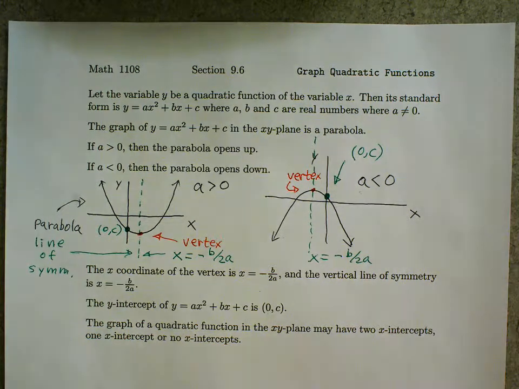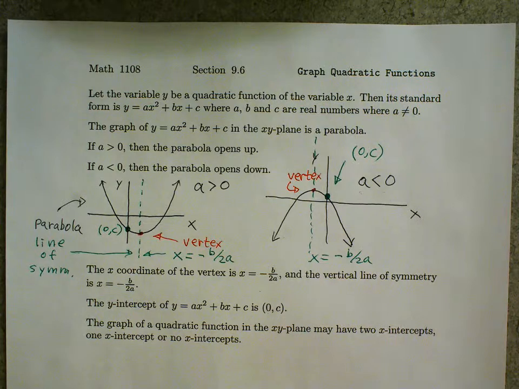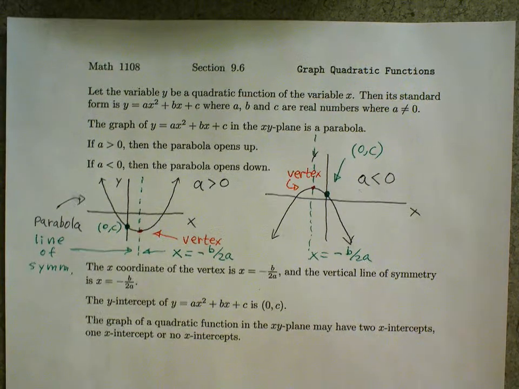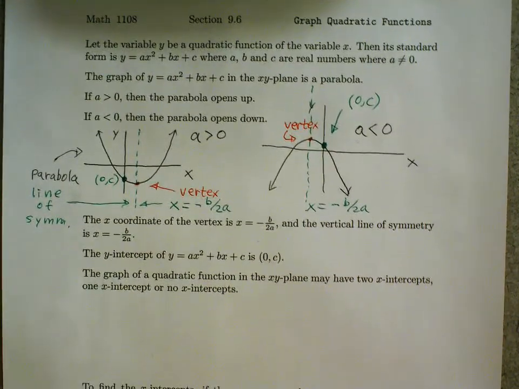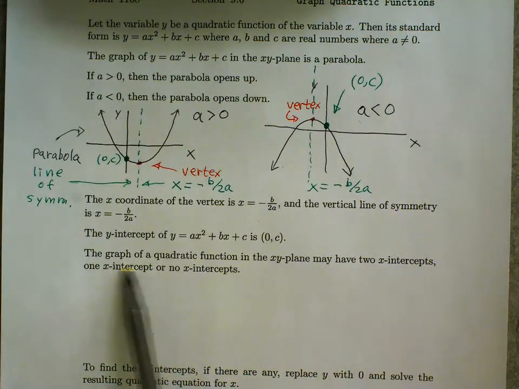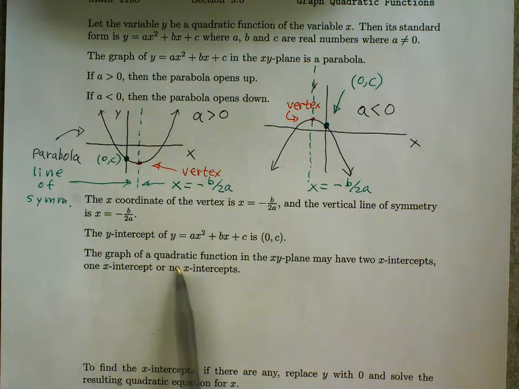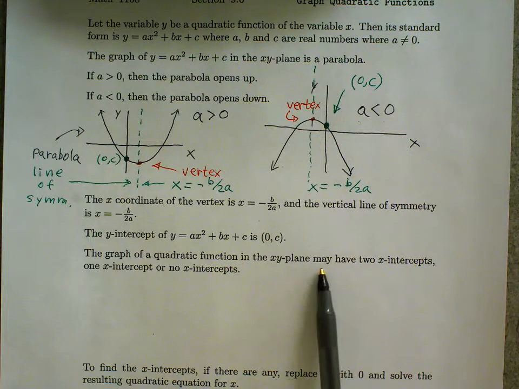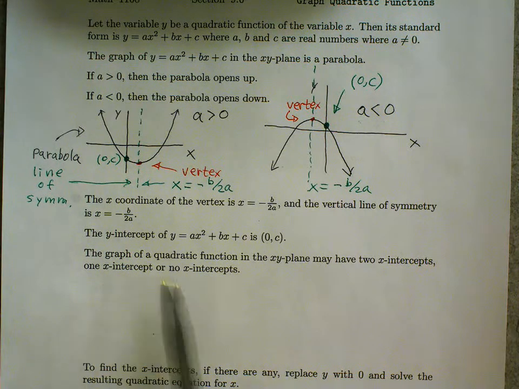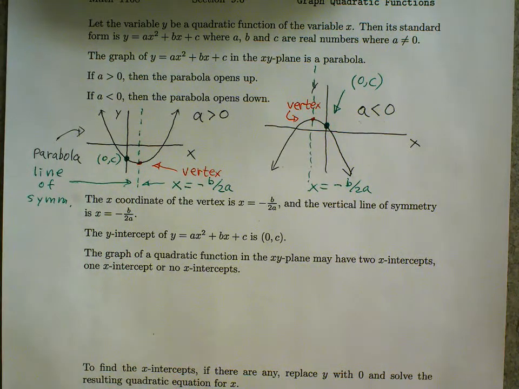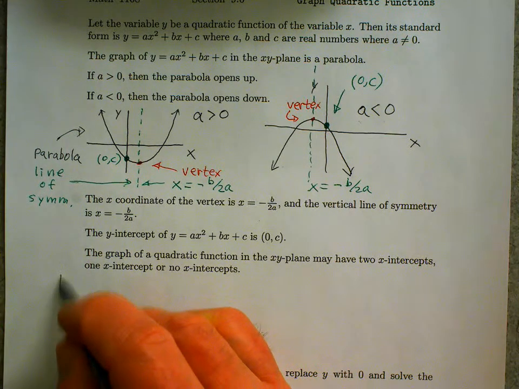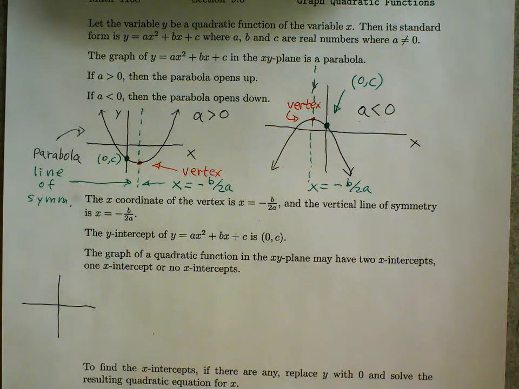Well, regarding x-intercepts, the place on the x-axis that a parabola crosses, one of three things will happen. The graph of a quadratic function in the xy plane may have two x-intercepts, one x-intercept, or no x-intercepts. So we'll sketch a couple of graphs.